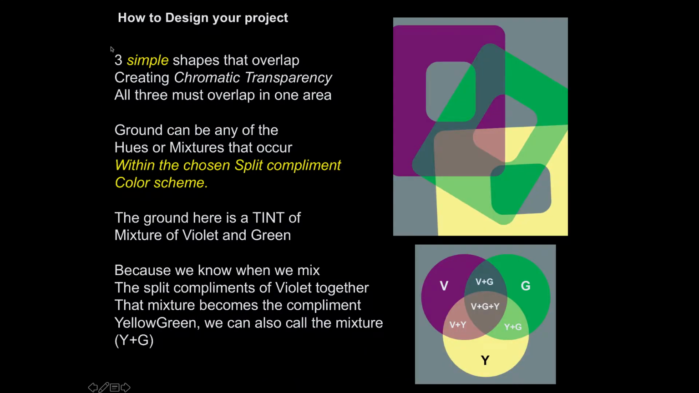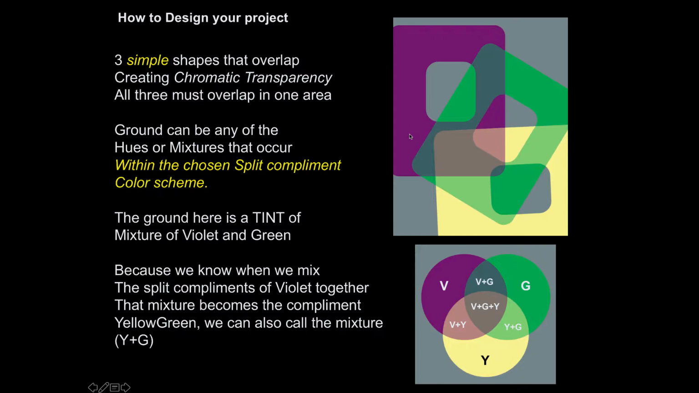So again, you want to use three simple shapes. They could be one isotype and two objective shapes. They could be three isotypes, whatever you want. But what we really need is that they need to be relatively broad, large shapes, and they need large areas of overlap. Because just like when we did the achromatic transparency project, it's all about overlap and showing the different transparencies.